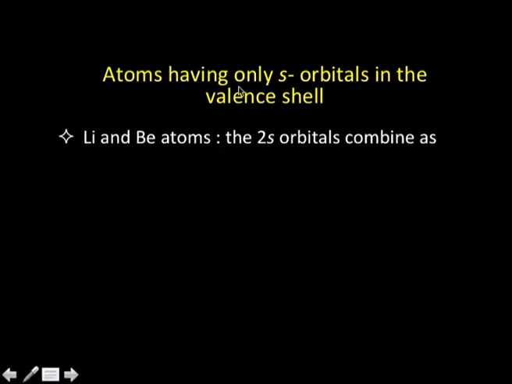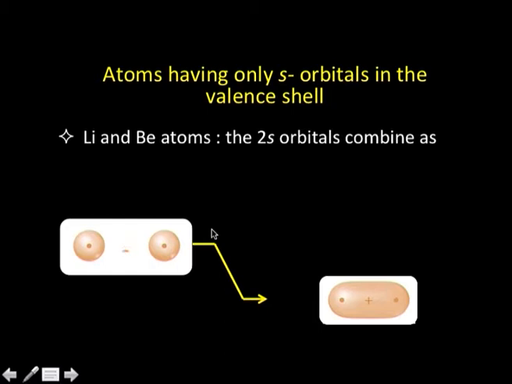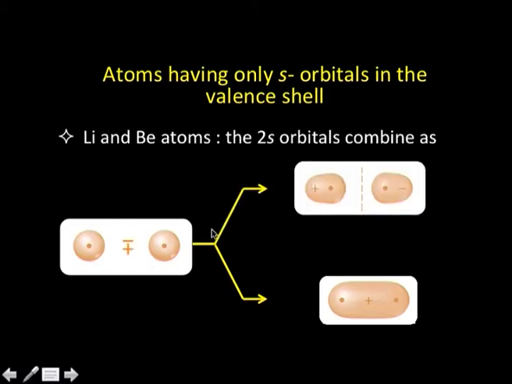Let us go further. When we talk about having only s orbitals in the valence shell, lithium and beryllium qualify, because they are the only ones which have 2 s orbitals, and the 2 s orbitals of lithium and beryllium will combine as follows. Now, you remember this is a picture very similar to what we had in the case of the hydrogen molecule, because there we had the 1s orbitals of 2 hydrogen atoms combining. Now we have the 2s orbitals of lithium or beryllium combining together. So, the story goes in the same way: we get one bonding molecular orbital and one anti-bonding molecular orbital, and the designation will be sigma 2s here.